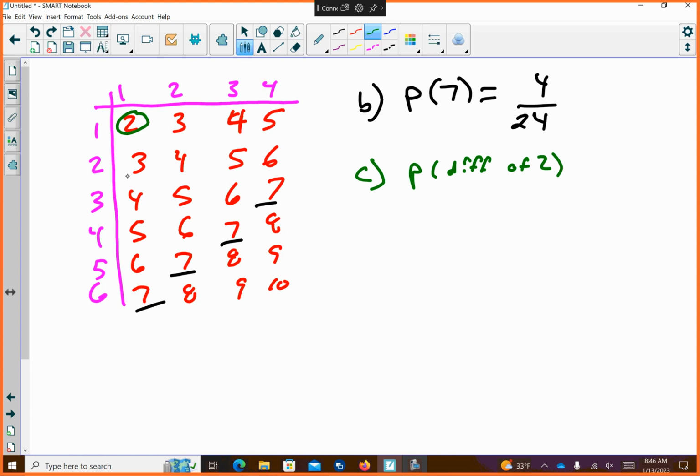I'm stuck. I'm still trying. I can't make it work in my head. Do you have a better clarification for me? Do you get 6 out of 36 or 6 out of 24? I got 1 out of 24. I think it'd be more than that. I agree with your 1 out of 24 because of the difference of 2.